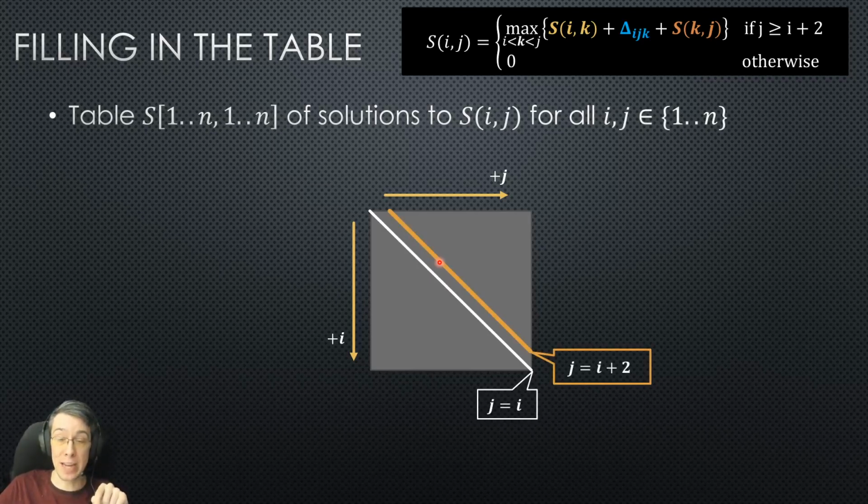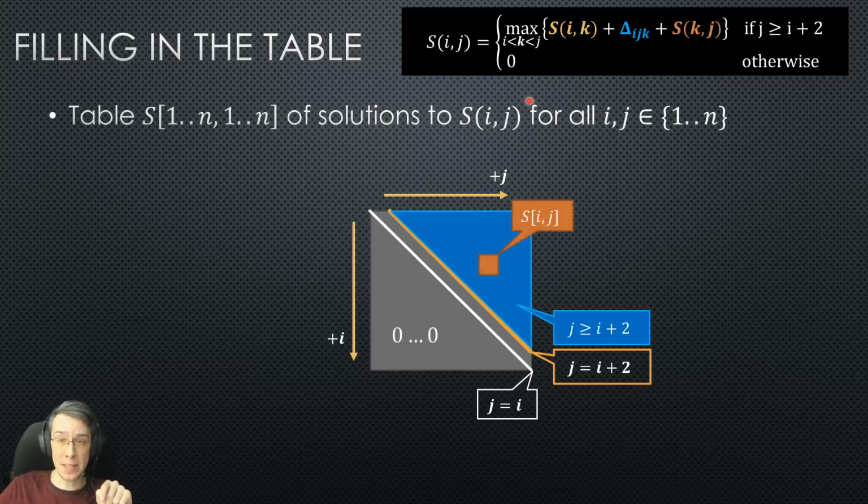And for j greater than or equal to i plus 2, we're talking about everything to the right of this orange line. So everything in here satisfies j greater than or equal to i plus 2. This is where we're going to use our complicated fancy formula, in this blue region. And in the gray region, we're going to use just 0, right? So this is all going to be zeros. So let's consider the data dependencies for a cell ij in this blue region, because we don't need to think about data dependencies for anything in this gray region. It's all just 0.